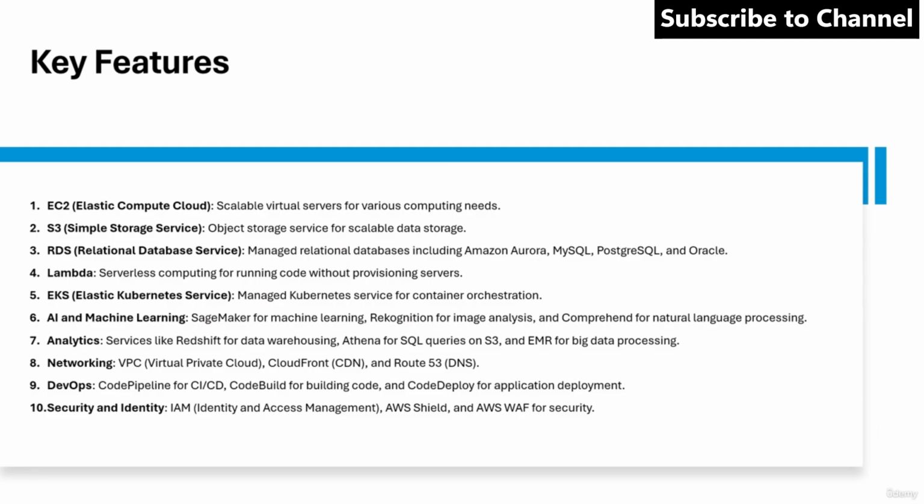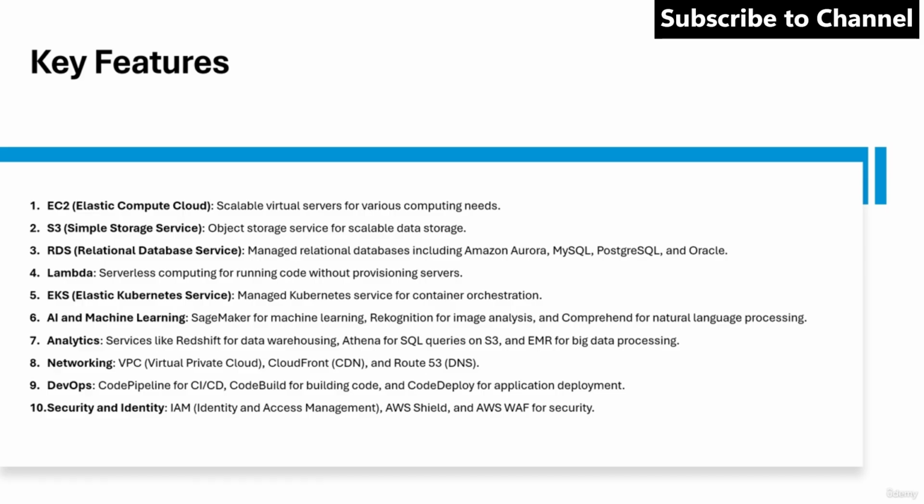You have EC2, Elastic Compute Cloud, scalable virtual servers for various computing needs. S3, Simple Storage Service, an object storage service for scalable data storage, basically to store data like Google Drive and stuff. RDS, Relational Database Service, managed relational databases including Amazon Aurora, MySQL, PostgreSQL, and Oracle. Lambda, serverless computing for running code without provisioning servers. EKS is Elastic Kubernetes Service, a managed Kubernetes service for container orchestration.